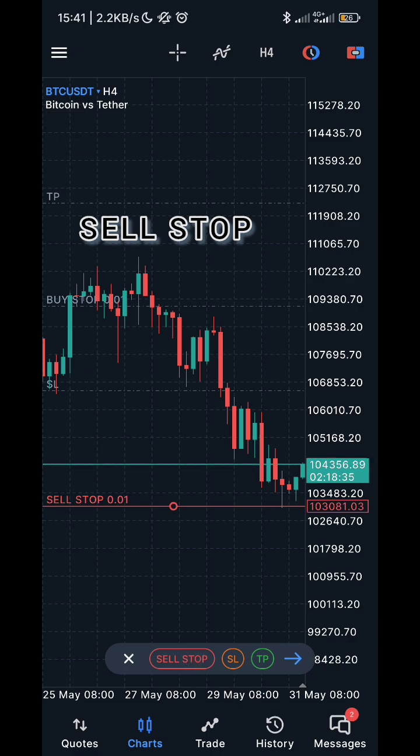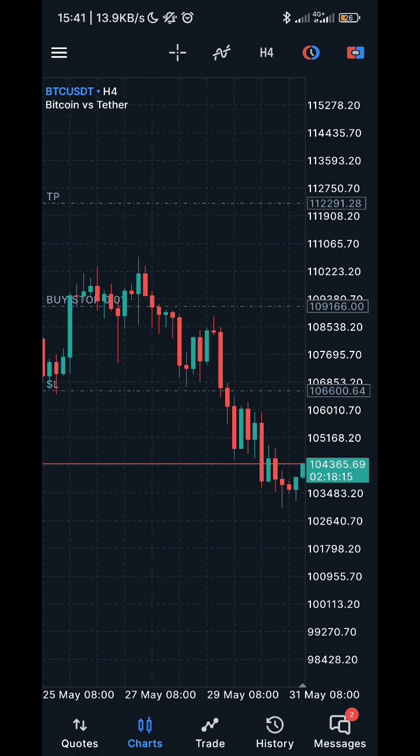And if it is a sell stop, I'm expecting that this market that is buying, at a point it will start selling. And once it sells and hits my entry, 103081, it will continue selling. It will not reverse. It will continue selling down to my take profits.